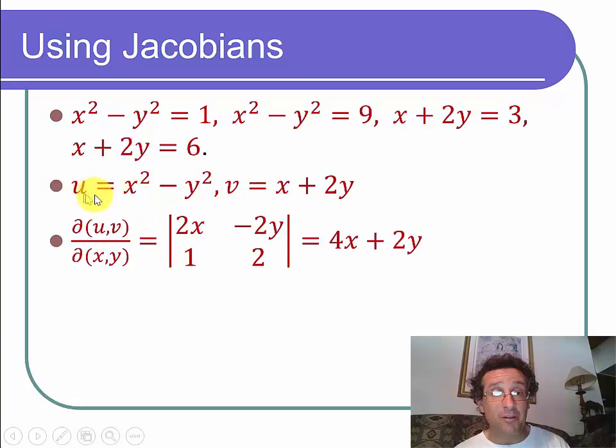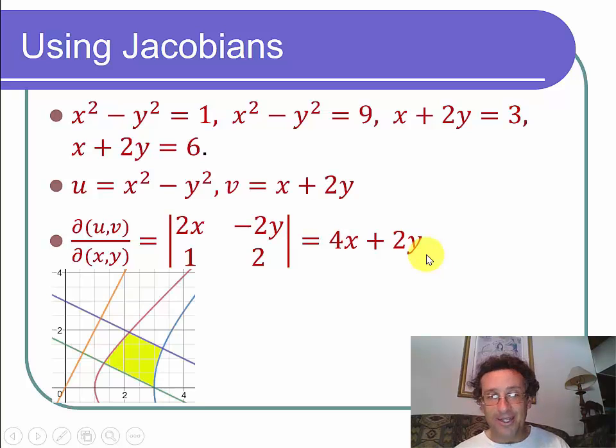The partial derivative of u with respect to x is just 2x. The partial derivative of u with respect to y is negative 2y. The partial derivative of v with respect to x is 1. And the partial derivative of v with respect to y is 2. So I take the determinant of the matrix 2x, negative 2y, 1, 2, and I get 2x times 2, that's 4x, minus a minus 2y times 1. So I get 4x plus 2y. Nice and simple.